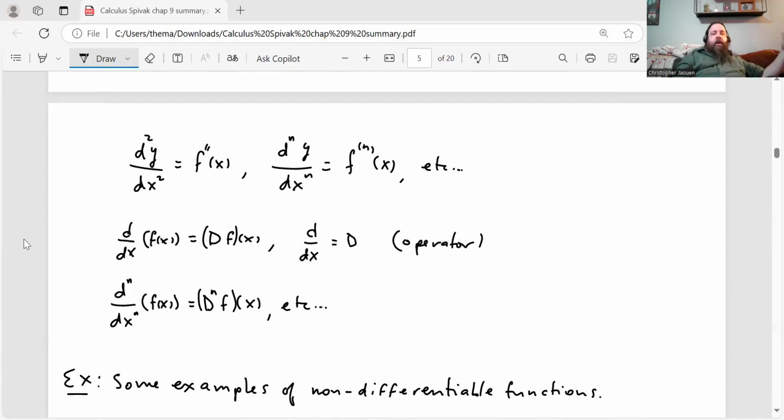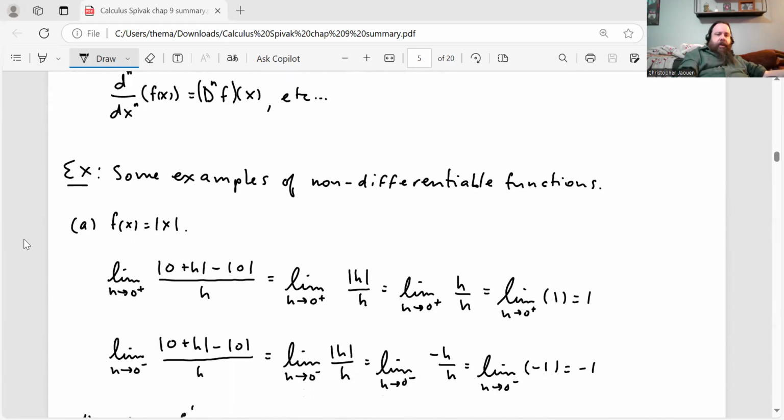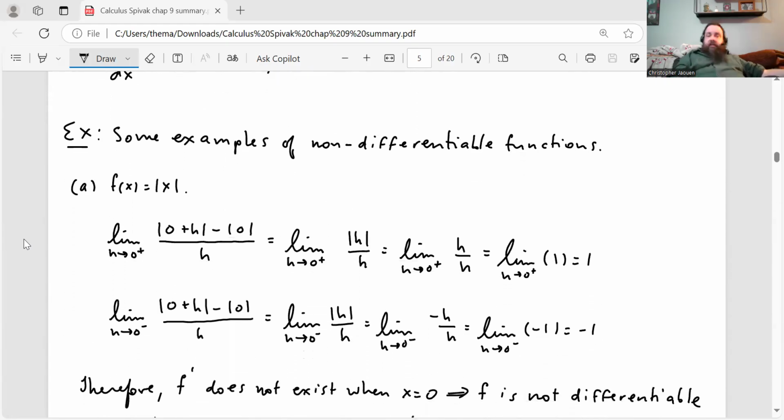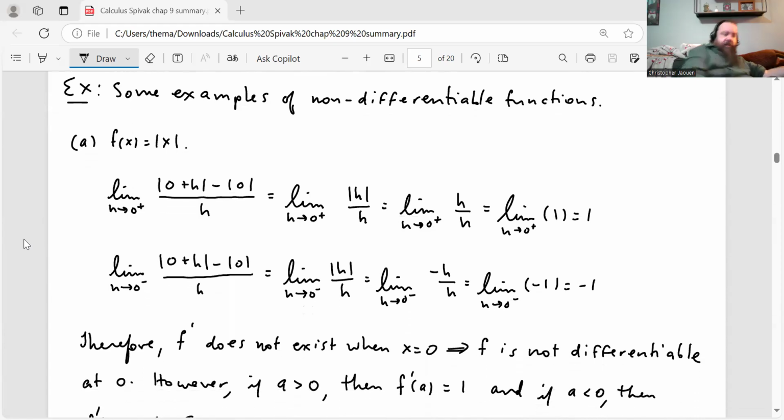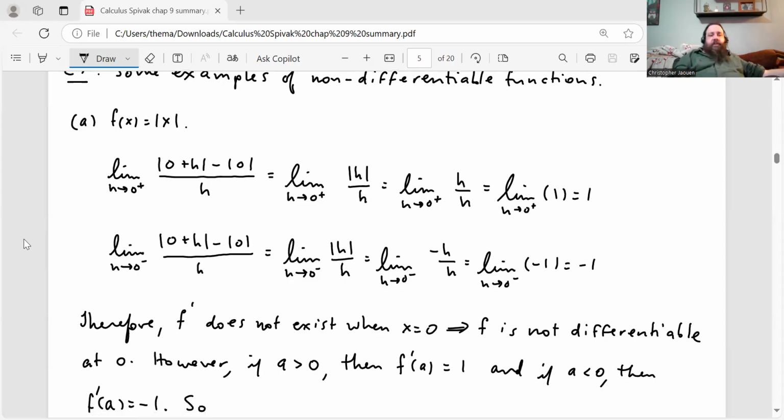We'll talk about higher order derivatives a little bit more at the end of the chapter. Okay, some examples of non-differentiable functions. So here's a classic example, f of x equals absolute value of x. The absolute value function is continuous everywhere, but it's not differentiable at zero, which we can see if we calculate the one-sided limits around zero. If we take the limit as h goes to zero from above of f of zero plus h minus f of zero over h, we end up with the number one.